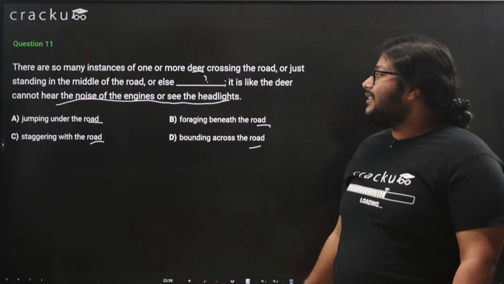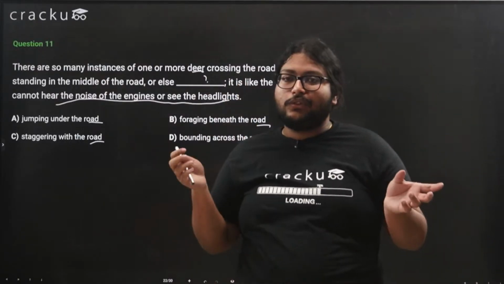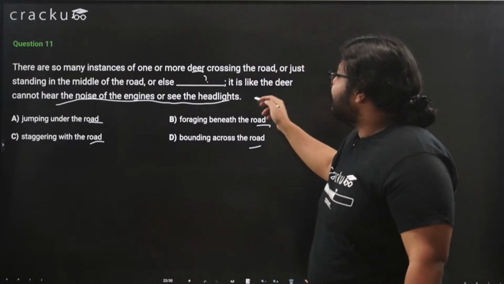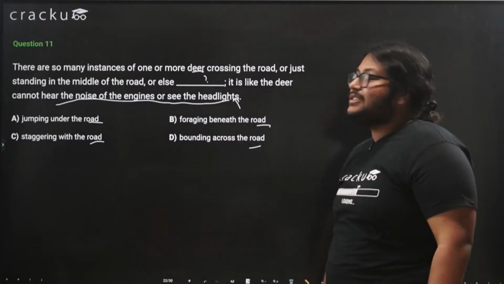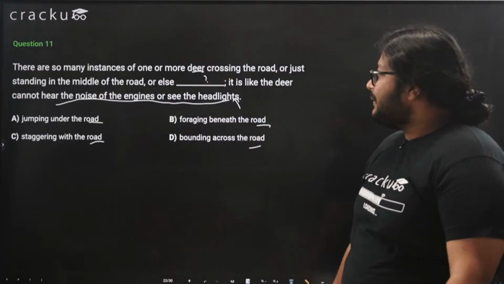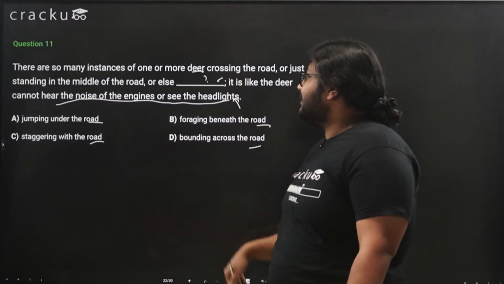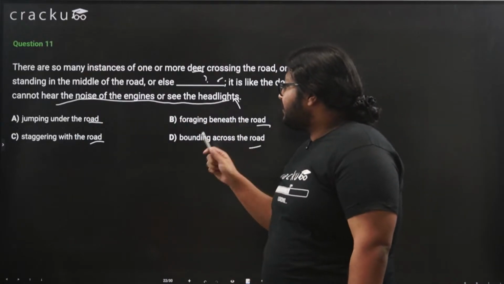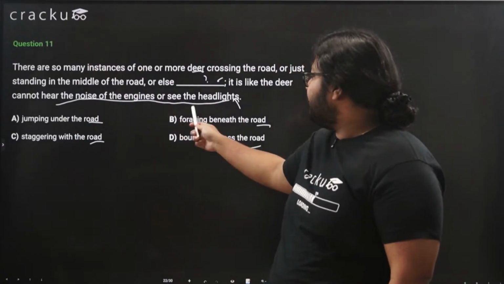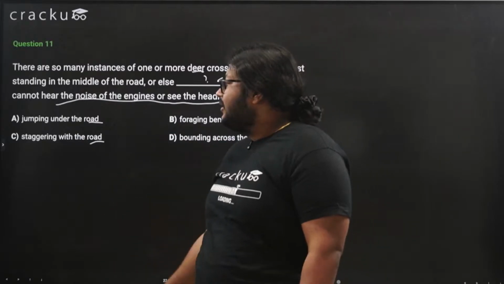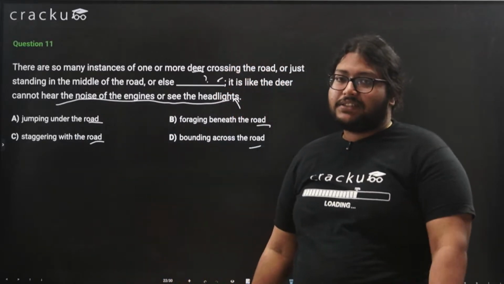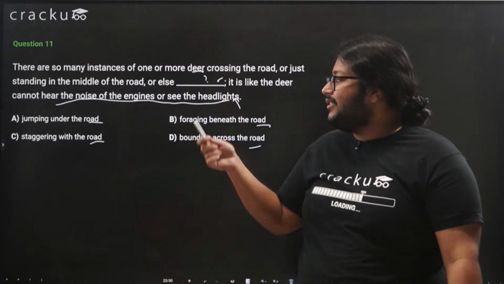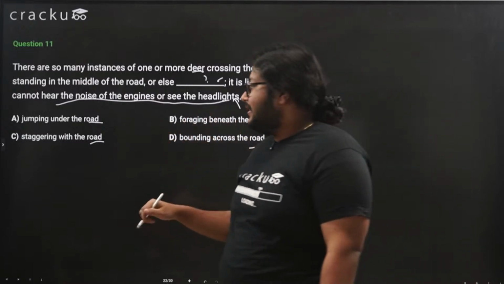And they're telling us that it feels like the deer are so clueless that they cannot hear the noise of the engines or even see the headlights. So here we want an action, right? Something that the deer does. Let's go through the options. One says jumping, foraging, bounding, and staggering. Okay, all of them talk about actions only. Now let's see which actually makes sense.